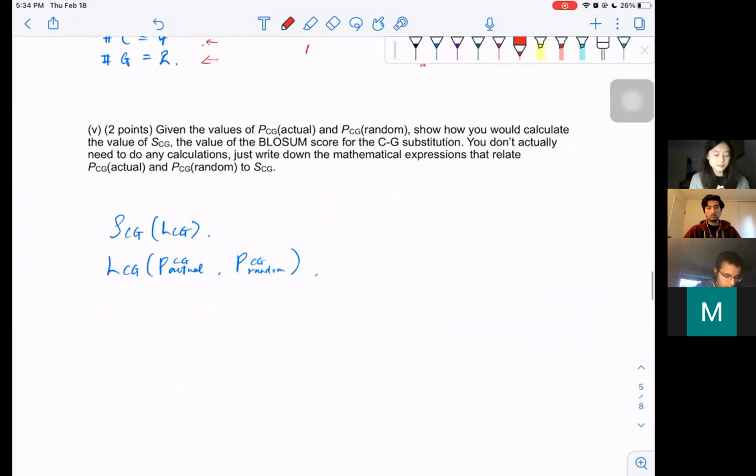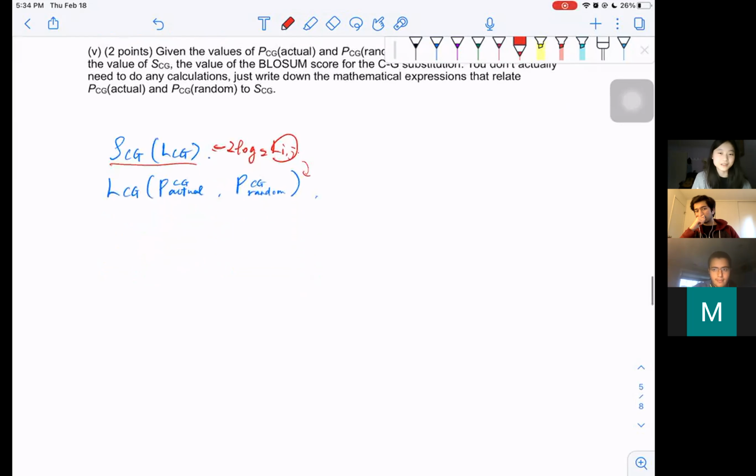All right, so this is asking you to relate P_CG actual, P_CG random, and S_CG. Notice this is the Blosum score, which is just two times the log base 2 of the likelihood. And likelihood is given by the ratio of 2 probabilities. So I think you definitely can figure that out by yourself.